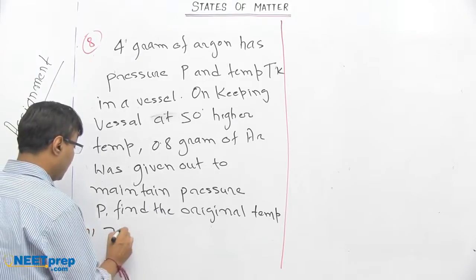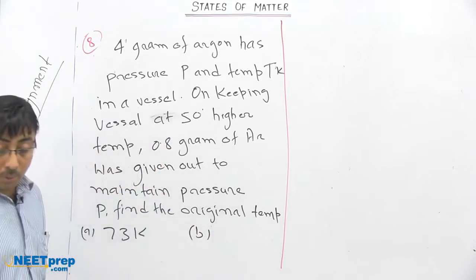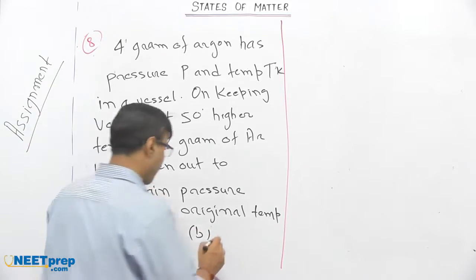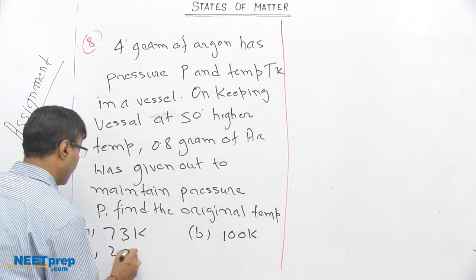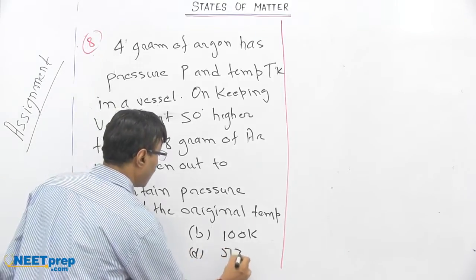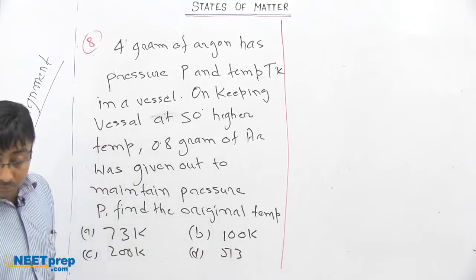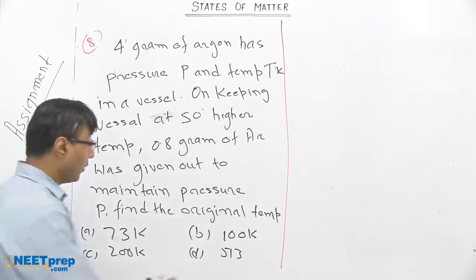A is 73 Kelvin, B is 100 Kelvin, C 200 Kelvin, D 510 Kelvin.